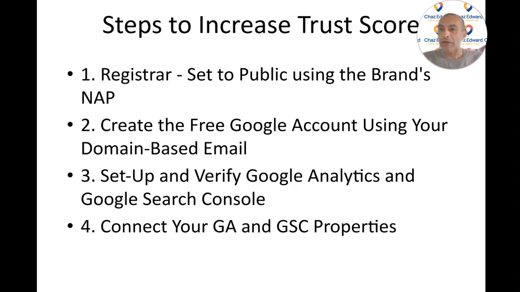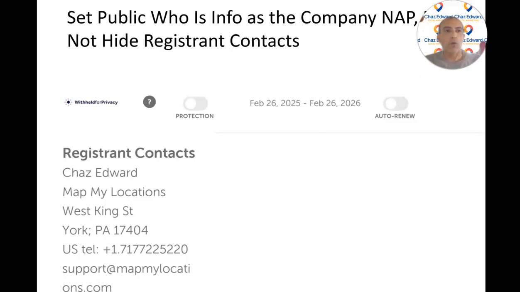Then you take that email address, again, not a Gmail, and you set up and verify your Google Analytics and Google Search Console with that. Then you connect your Google Analytics and Search Console properties, right? So first, step 1, set public WHOIS info. For Map My Locations, I make this all public. Turn off privacy protection. This would be in the future when I get ready to establish my GMB listing. This would be the data I use here, right?